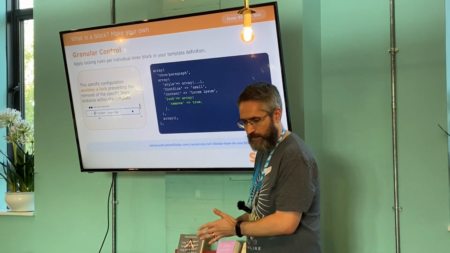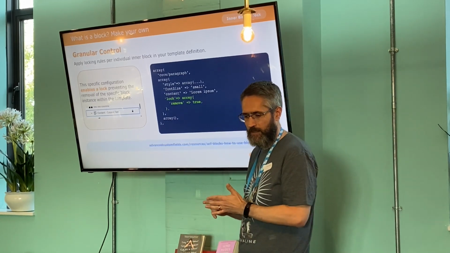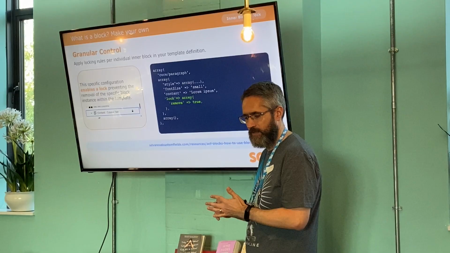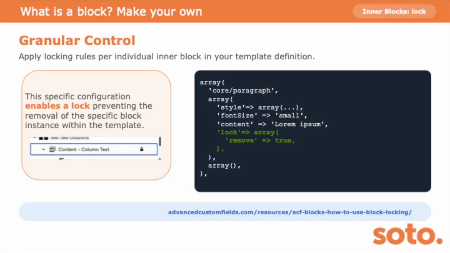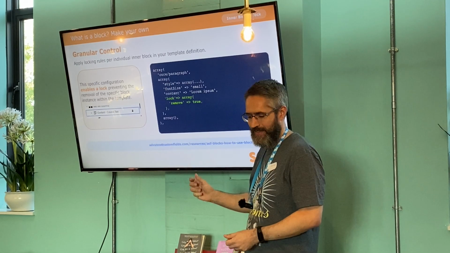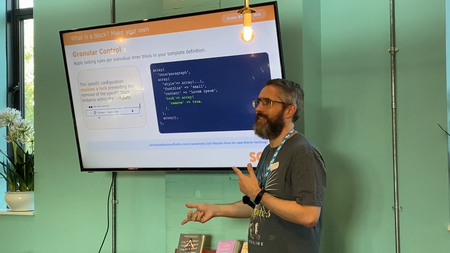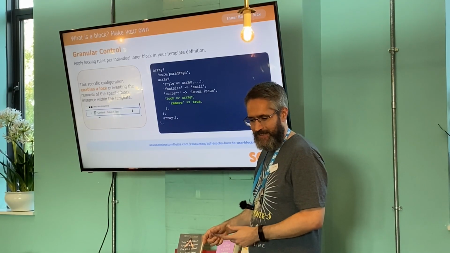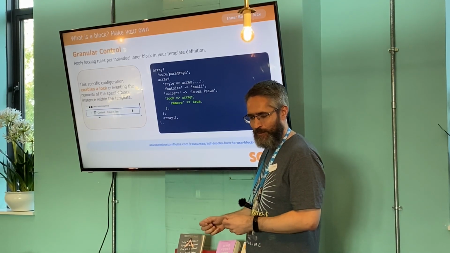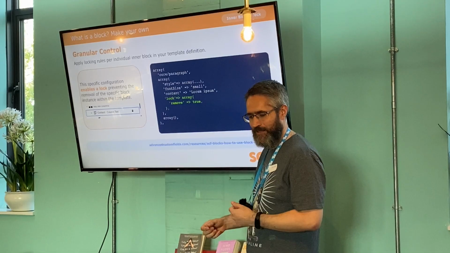So here you go, granular control. I'm now applying these particular lock attributes back into my template where I specified that I wanted a paragraph. There's an additional attribute called lock, and there, with those three words I mentioned before, I've got remove set to true. It's a confusing reverse logic. So this enables a lock preventing the removal of a specific block.